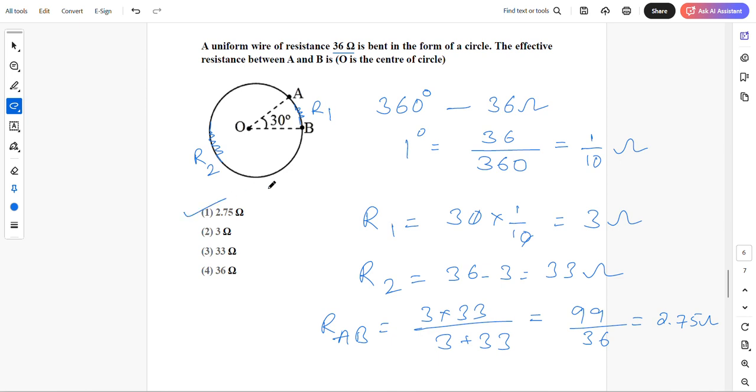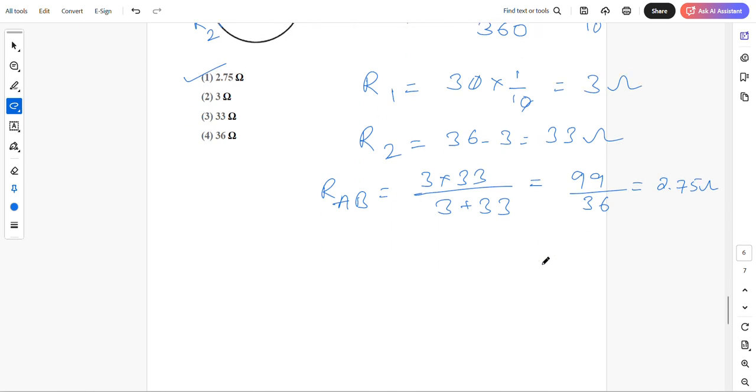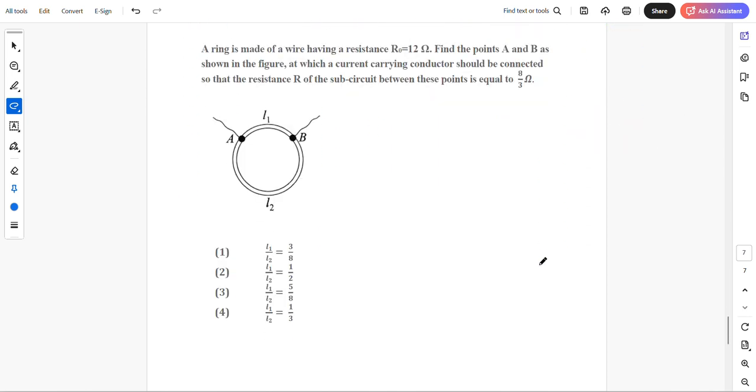This is an easy problem. You have to understand the logic. For 360 degrees they have given 36 ohm, so 1 degree is 1 by 10 ohm. Now this is 30 degrees, 30 into 1 by 10 is 3 ohm. R2 is 33. 2.75 ohm is the right answer. Understood? Now let us see this problem.